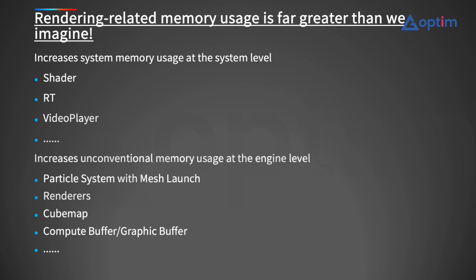Across this entire section, we discussed several rendering-related resources: shaders, render targets, video playback systems, and mesh-emitting particle effects. The key insight is this: rendering memory consumption is often much higher than developers intuitively expect. System-level allocations can be introduced by shader variant runtime program generation, render texture buffering pipelines, video playback decoding and rendering stacks. Engine-level non-standard allocations may also appear in particle simulation systems, renderer batching structures, cube map environments, compute buffer pipelines.